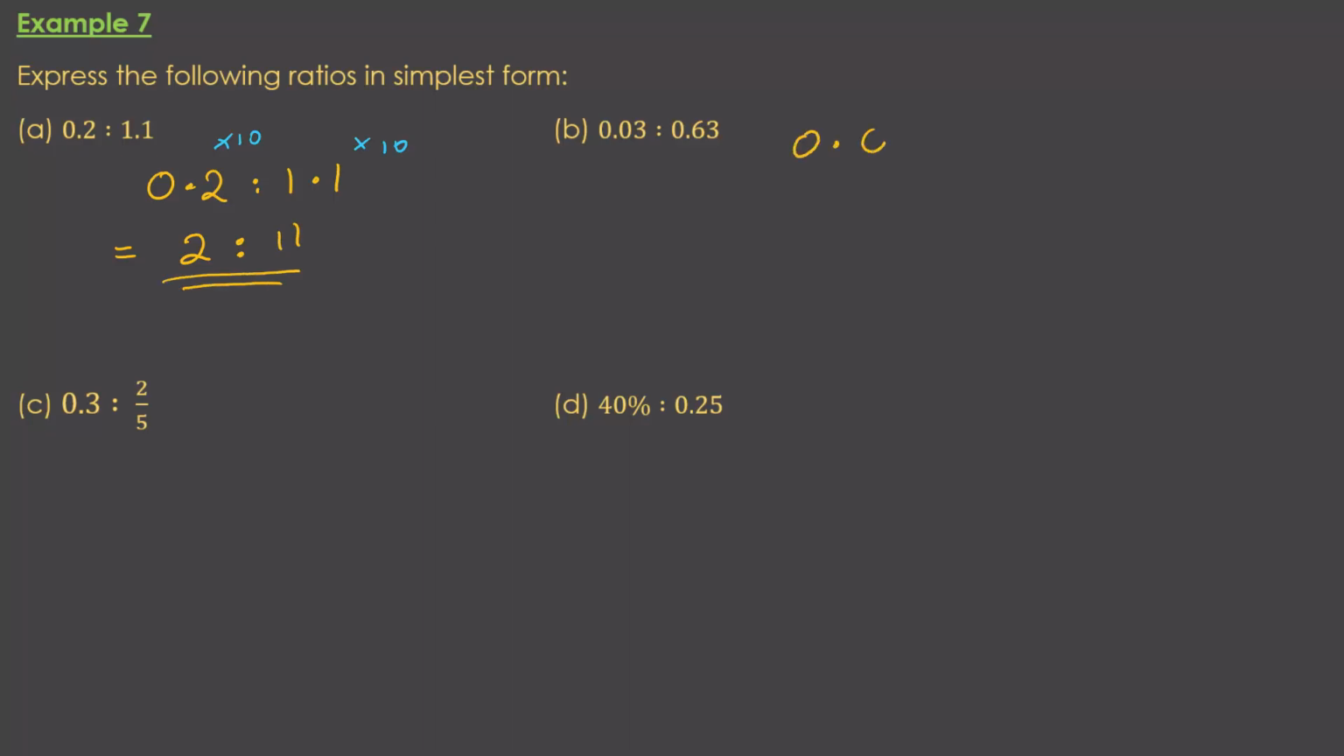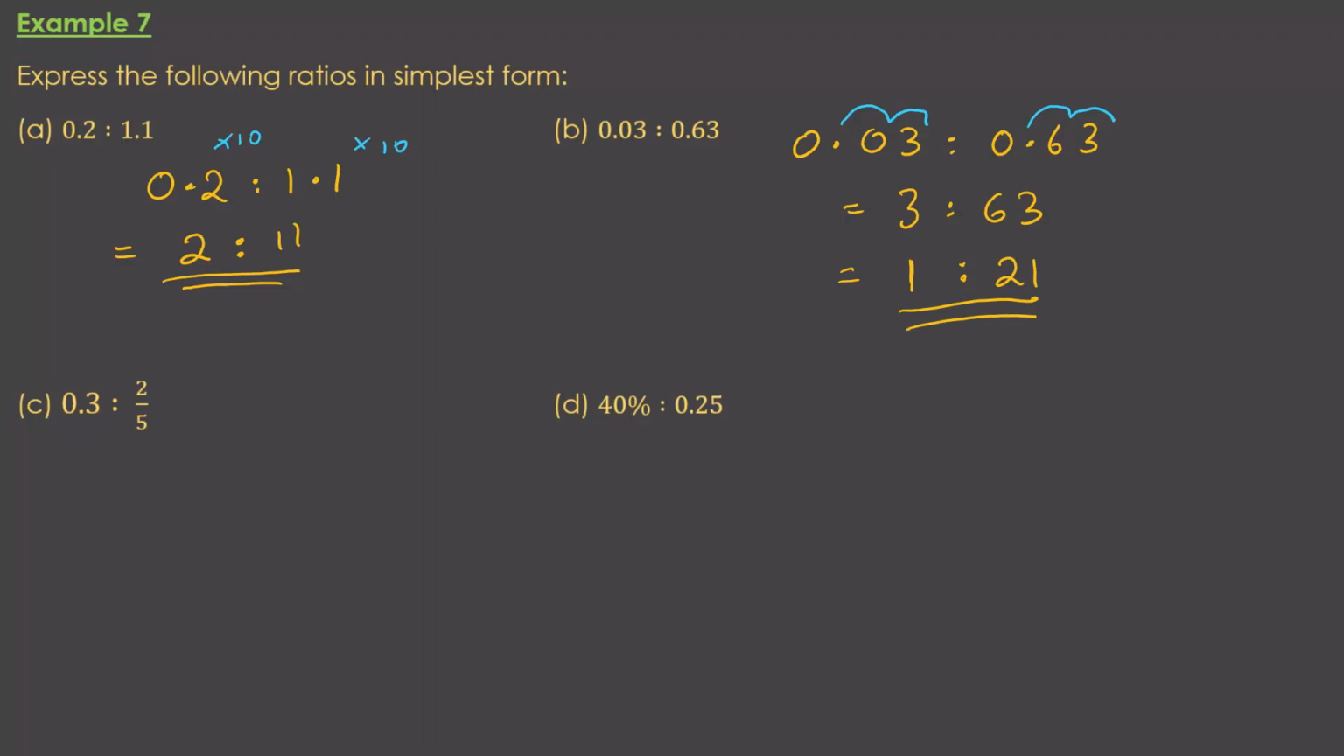The next one's quite similar. So I've got 0.03 to 0.63, but this time I'd like the decimal point to hop out 2 places on each number. So I'm going to multiply both sides of the ratio by 100. And then I'll get 3 to 63. Now, of course, 3 does go into 63. So divide both sides by 3 and we get 1 and 63 divided by 3 is 21.